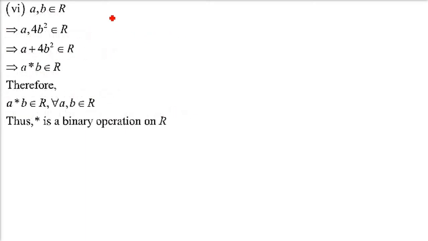Now the sixth one, on R, define a star b equals a plus 4b square. Now you remember this third part which we just saw? The definition is similar to that. So you don't have to worry about anything.